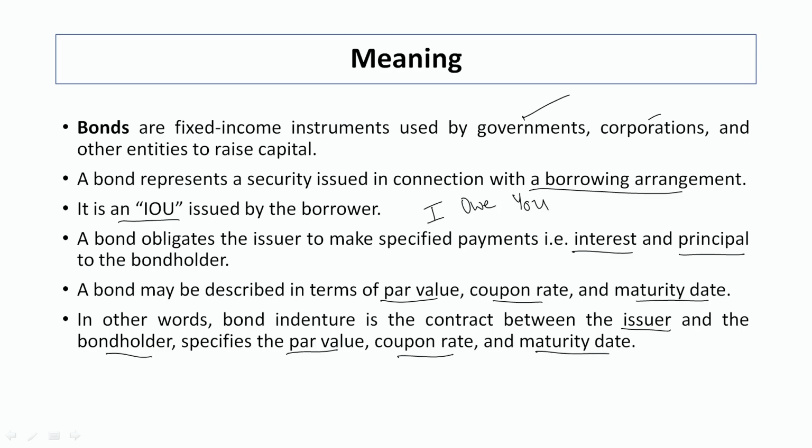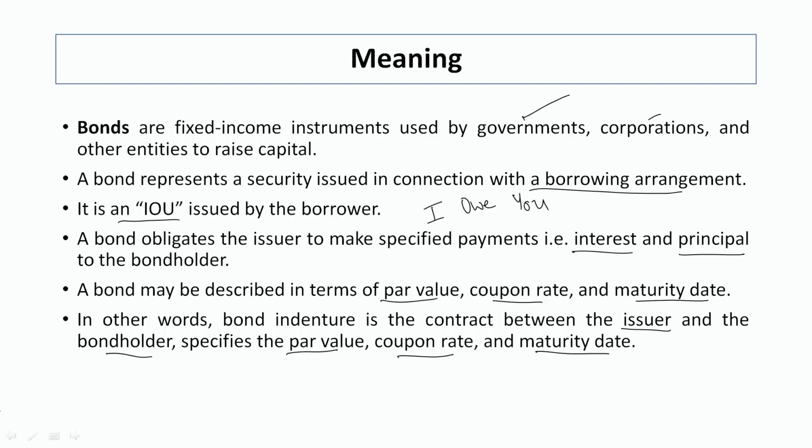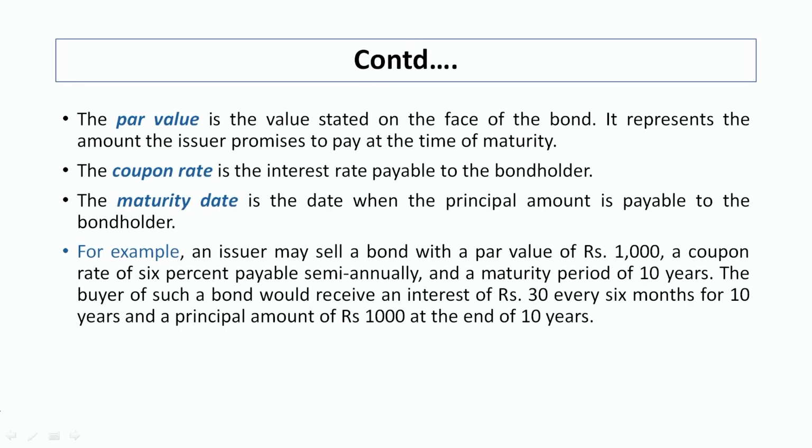Everything in the bond certificate is mentioned. What is the coupon rate, what is the maturity period, after how many years it will be matured, and what is the par value, everything is mentioned in the certificate. Now, what is the par value? The value stated on the face of the bond is termed as the par value. It represents the amount the issuer promises to pay at the time of maturity. Suppose I have taken an example, an issuer may sell a bond at a par value of 1000. So, after a period of 10 years, he is going to refund 1000 rupees to the bond holder.